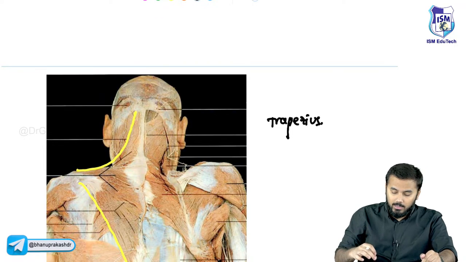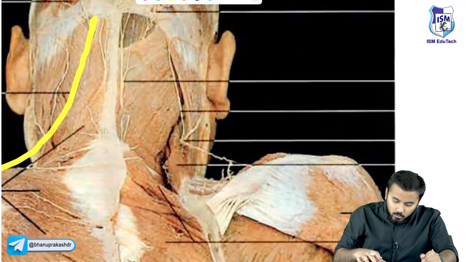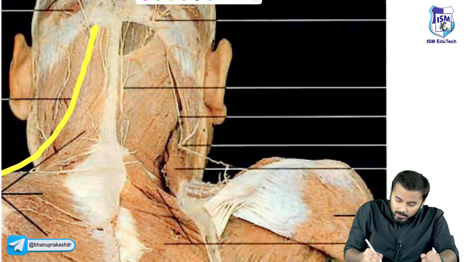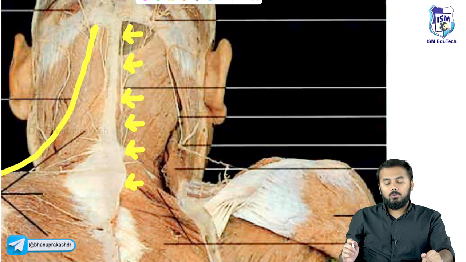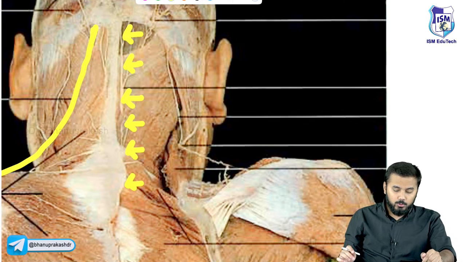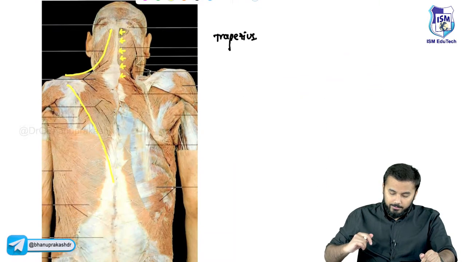nuchal ligament, right? Look, all of you focus at this. Can you see this white color band which is hanging down? This white color band coming down is nothing but your nuchal ligament. Nuchal ligament, okay? Right.